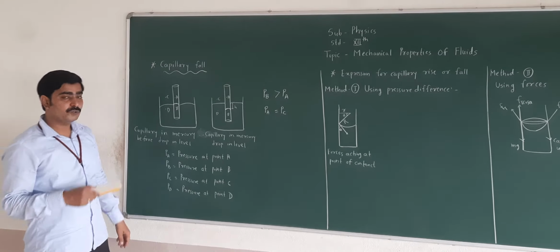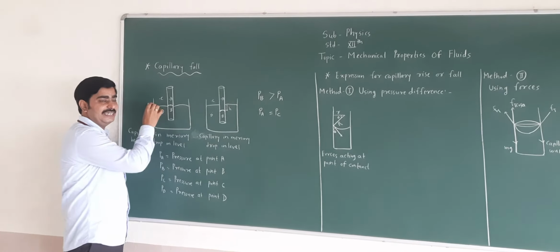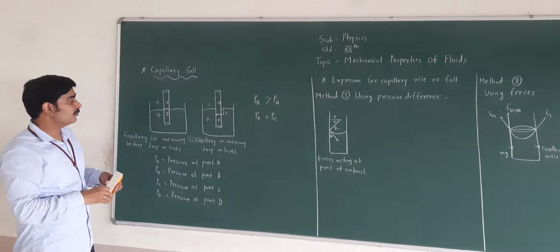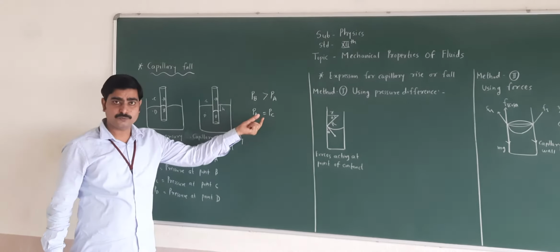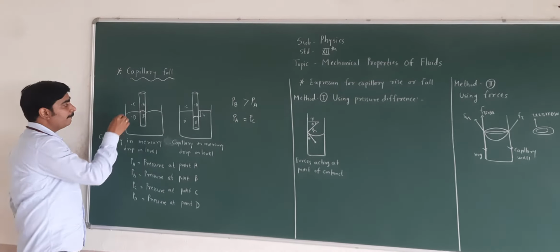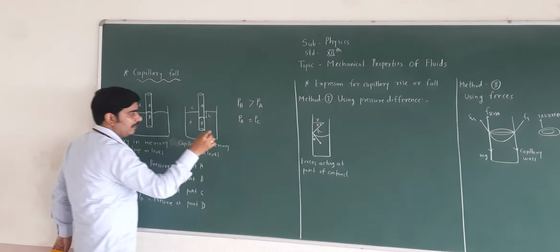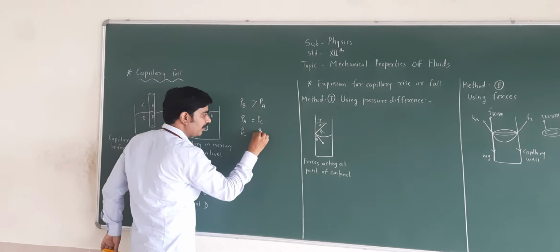After this, we should write one statement that points A and C both are in air. So the pressure acting at points A and C is the same, that is PA is equal to PC. So first we should write that sentence. After this, we should write PC is equal to PD. That is, the pressure at point C is equal to the pressure at point D.